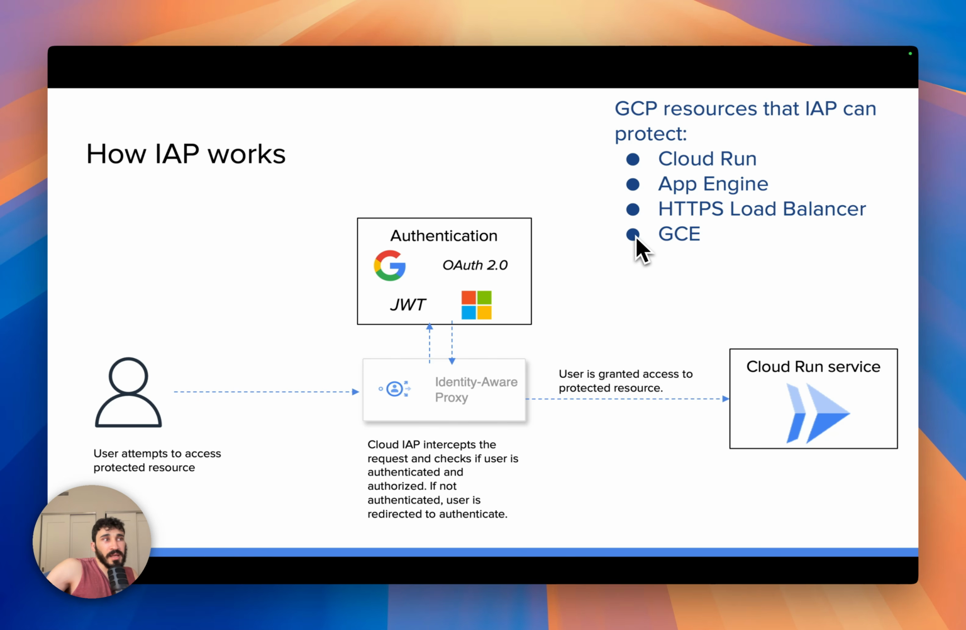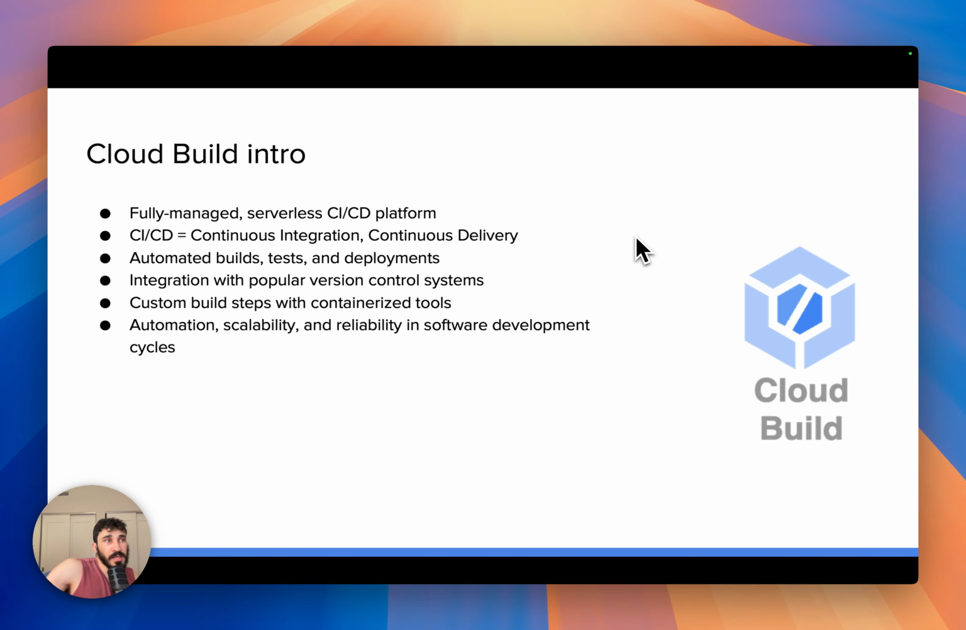And again, Cloud Run is not the only resource that IAP can protect. We've got App Engine. It can actually be put in front of a load balancer as well. It can also be put in front of a Compute Engine instance or application. So keep that in mind. But I do think Cloud Run is where it's most likely to show up on the exam.